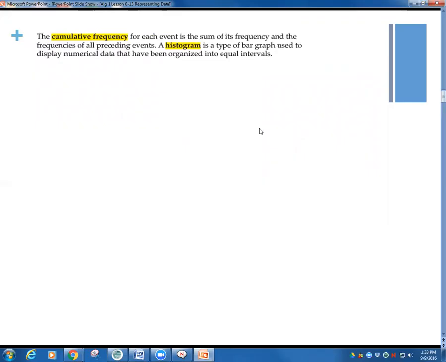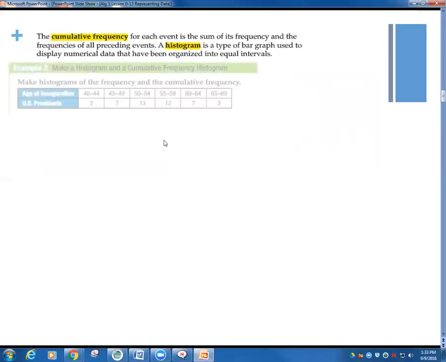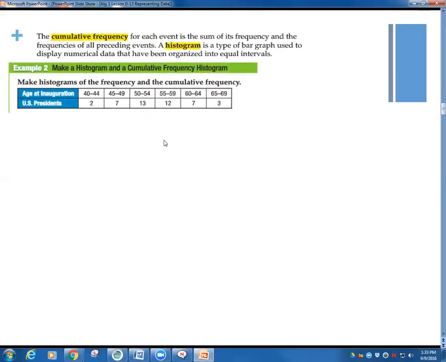A cumulative frequency for each event is the sum of its frequency and the frequencies of all preceding events. A histogram is a type of bar graph used to display numerical data that have been organized into equal intervals. So a histogram would not make sense here because a cumulative frequency really wouldn't make very much sense, and you'll see why in a second.